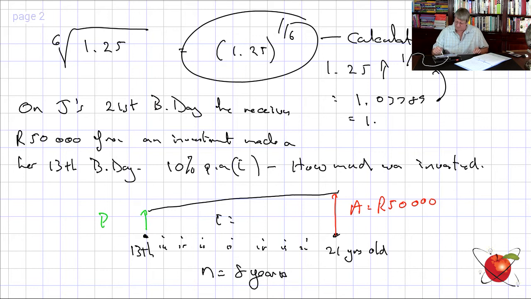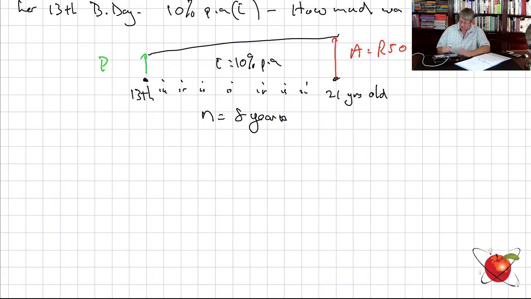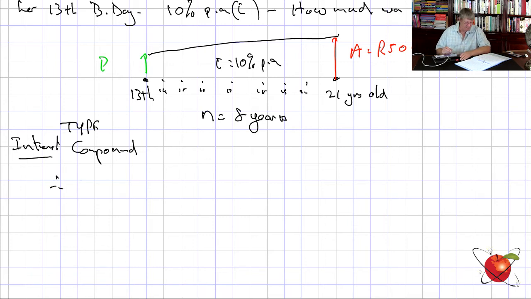They told us it was 10% per annum, per year. Okay. And the last thing they said to us is that the type of interest was compound. All right. So they've said it is a compound interest problem. So the first thing we say, interest is compound type. Therefore, the formula is going to be A is equal to P(1 plus i) to the power of n. Always put it down.